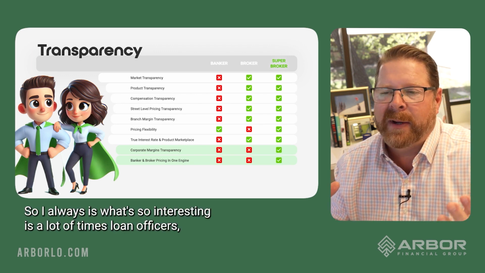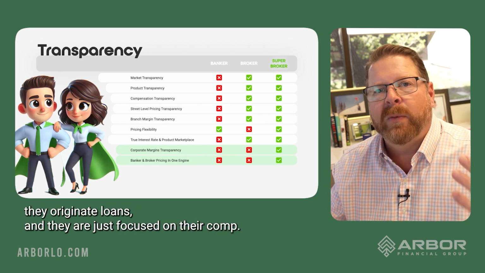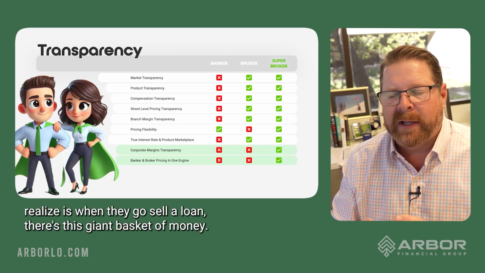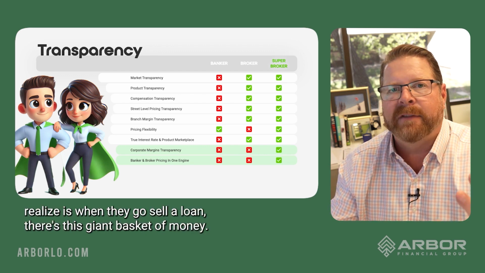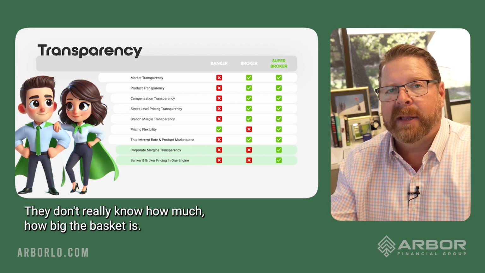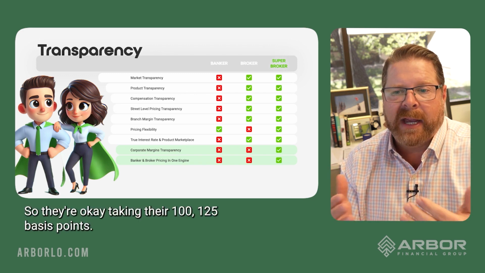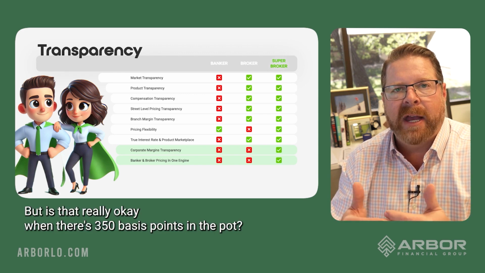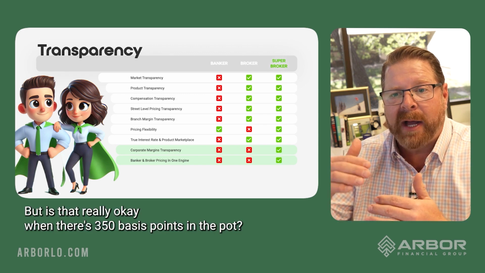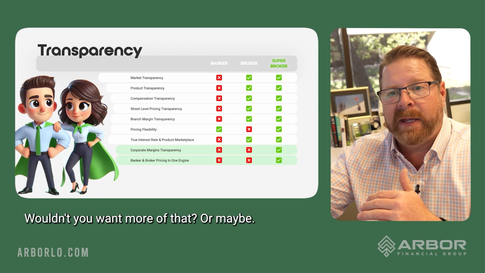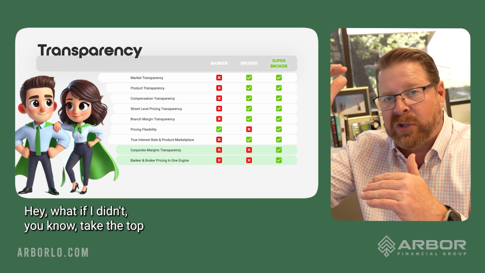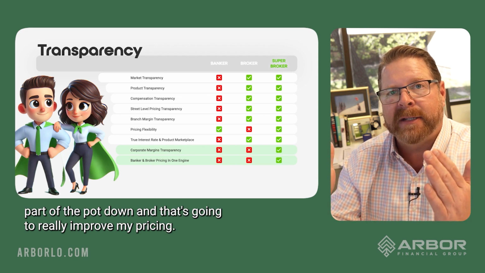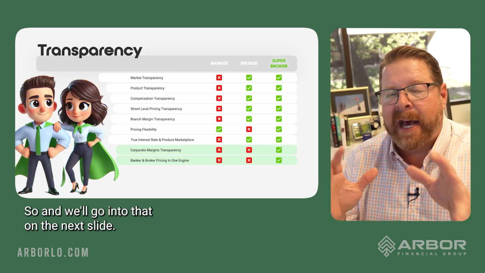What's so interesting is a lot of times loan officers originate loans and they are just focused on their comp. But what they don't realize is that when they go sell a loan, there's this giant basket of money. They don't really know how big the basket is, right? So they're okay taking their 100, 125 basis points, but is that really okay when there's 350 basis points in the pot? Wouldn't you want more of that? Or maybe, what if I didn't take the top part of the pot down, and that's going to really improve my pricing? We'll go into that on the next slide.